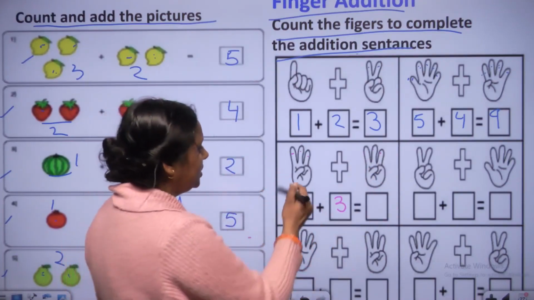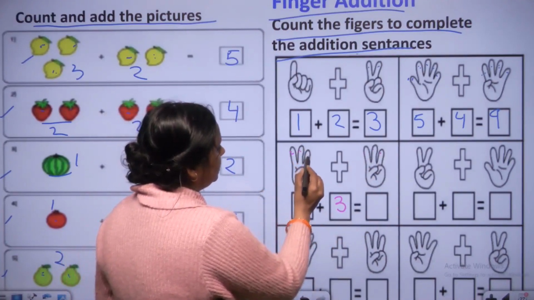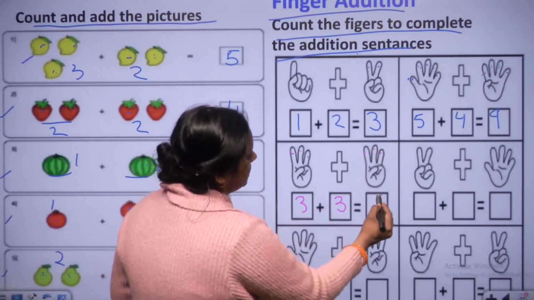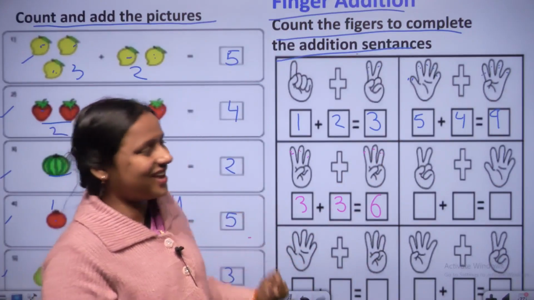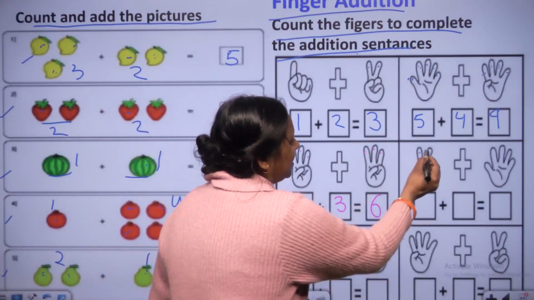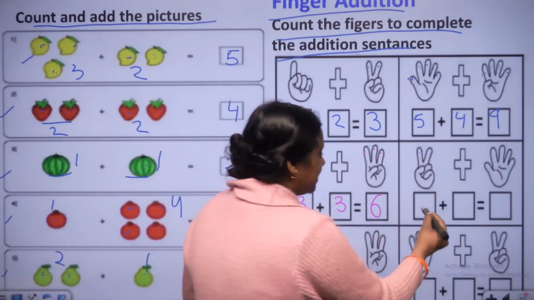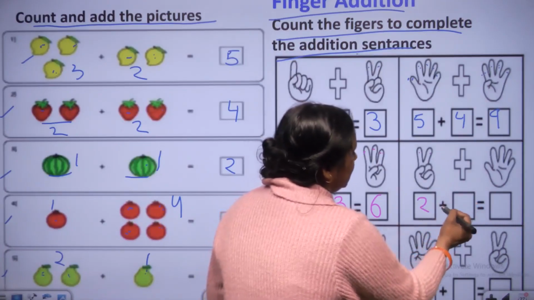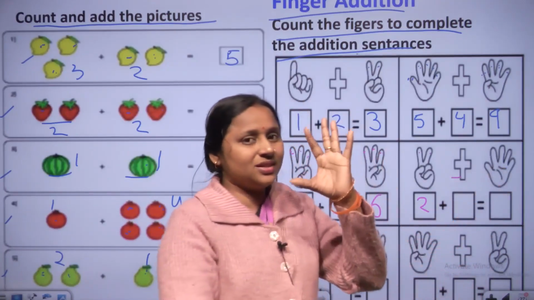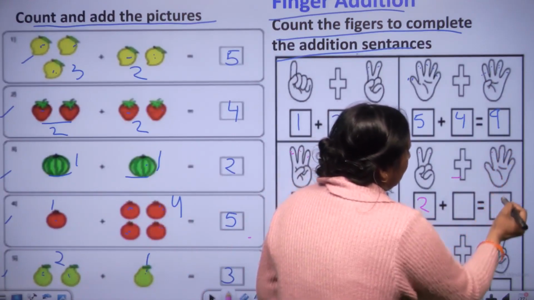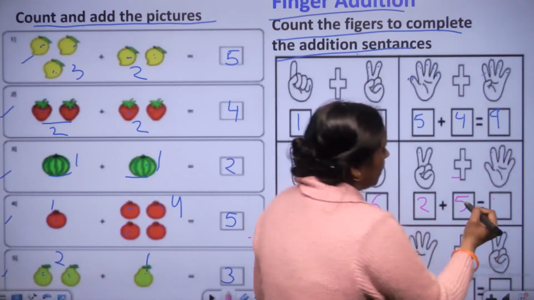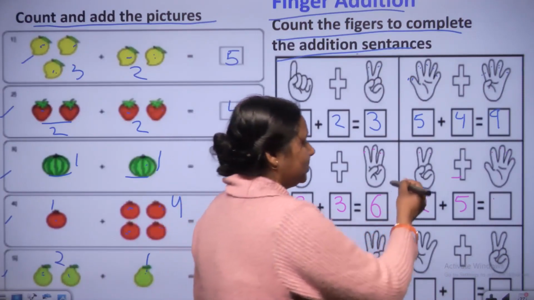Total fingers. Start counting. 1, 2, 3, 4, 5, 6. The sum is what? The sum is 6. Here 1, 2, 2 fingers. Then plus how many fingers? Counting. 1, 2, 3, 4, 5. How much do we get? Start counting all together.